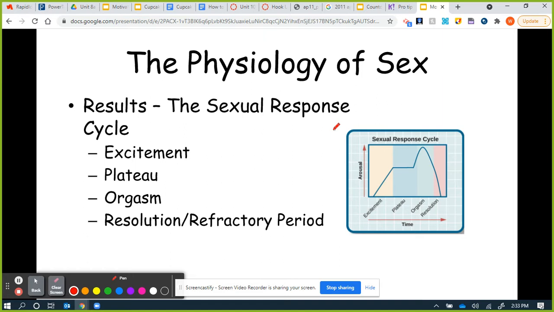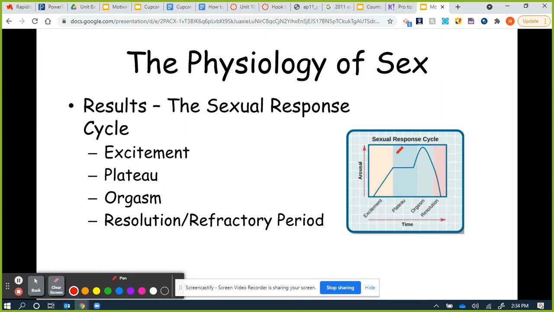The excitement phase, when the genitals become engorged with blood. So it's just the buildup. Plateau is when you're kind of at a peak, and not at a peak, but you're at the highest point of sexual arousal.